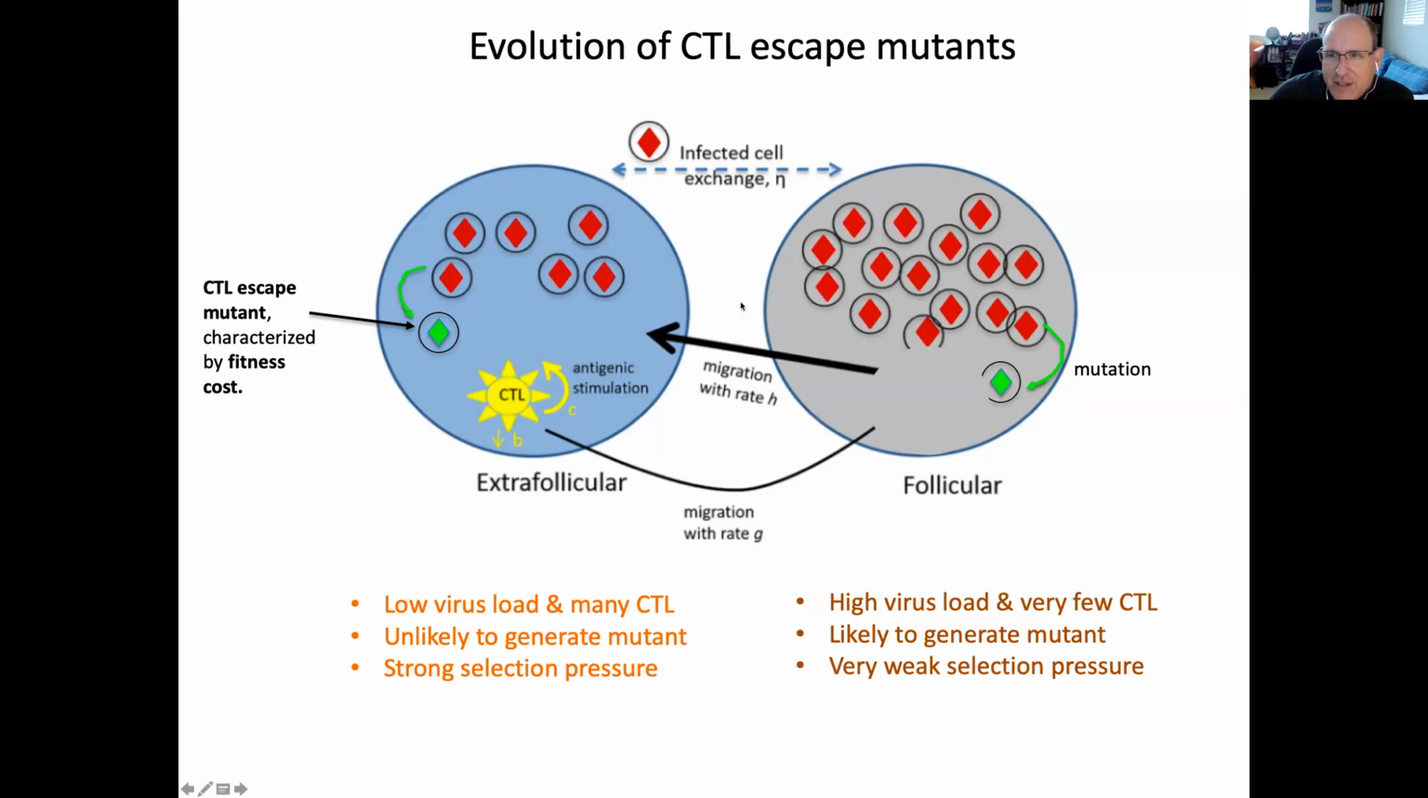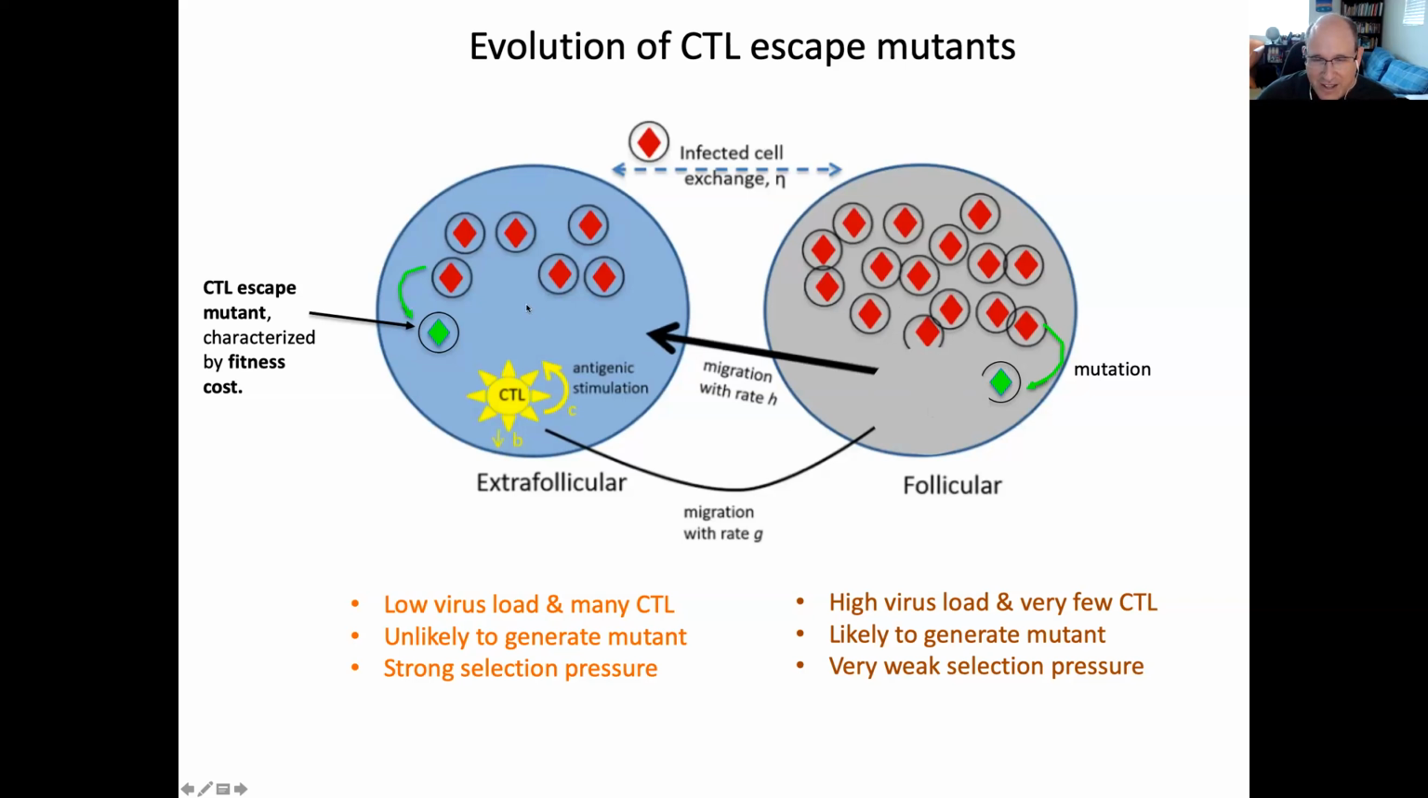In both compartments, mutants can be generated, but there are important differences. If you look at the follicular compartment, where there are hardly any CTL, you've got high virus load going on. Because you've got a lot of virus in here, it's much more likely to generate a mutant in the follicular compartment. However, there is no selection pressure in the follicular compartment. The advantage of the mutant that is generated is minuscule, because it escapes a CTL response, but there is no CTL here. In fact, in the absence of CTL, this mutant might even have a disadvantage. And so it's very hard for it to grow in the follicular compartment.